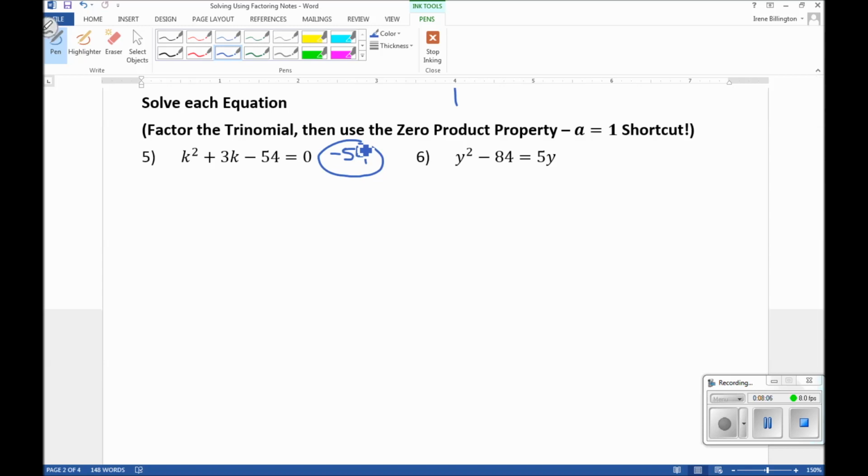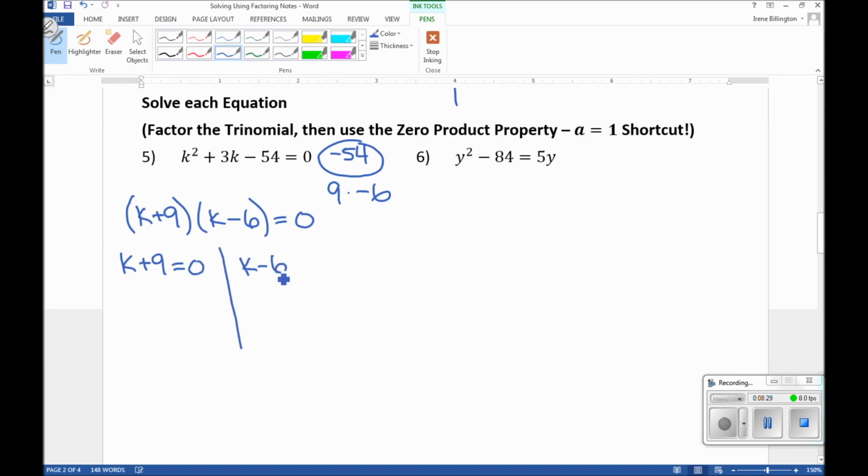So my two factors are 9 and negative 6, which means the factors of my polynomial are k plus 9 and k minus 6, and that equals 0. Set each individual factor equal to 0 and solve.